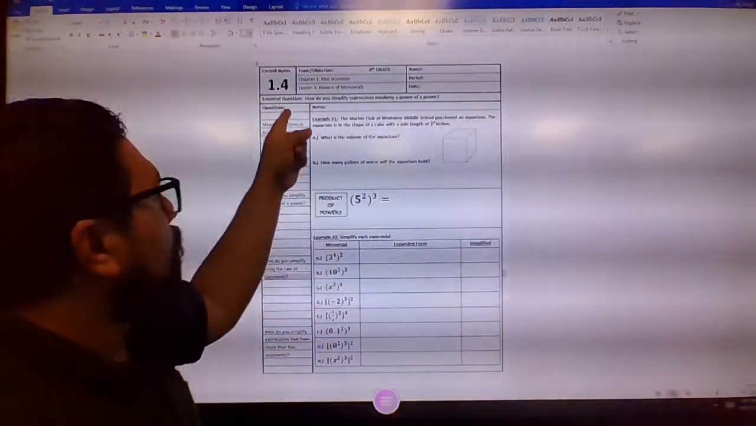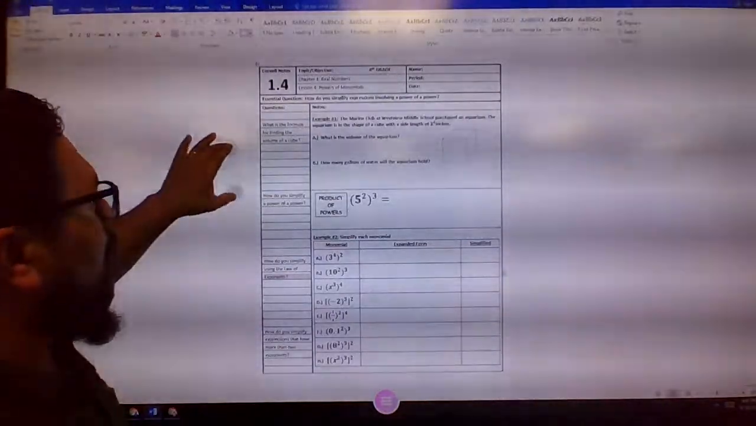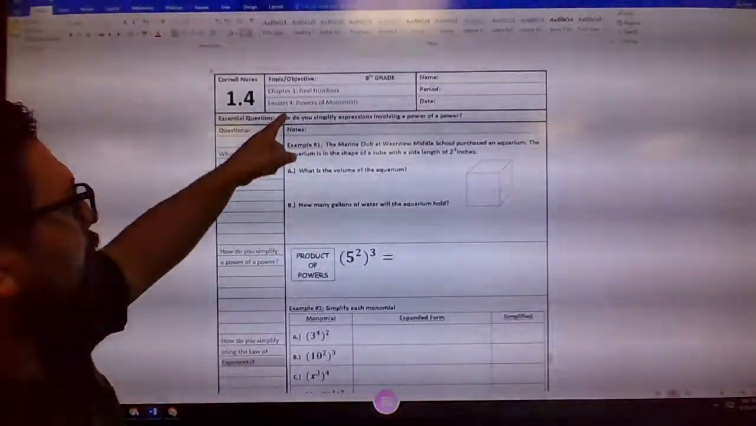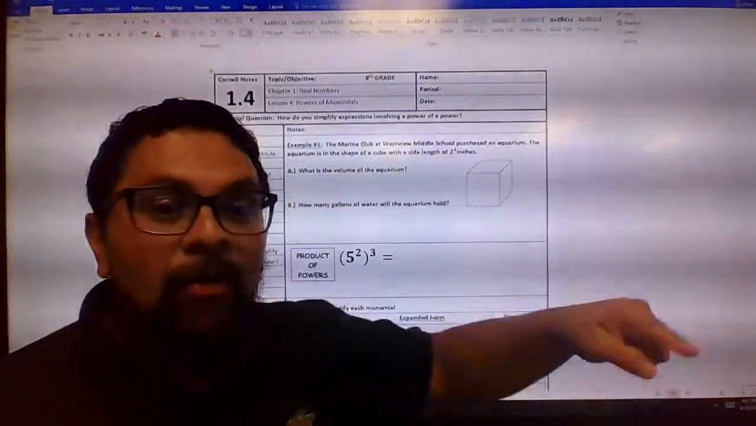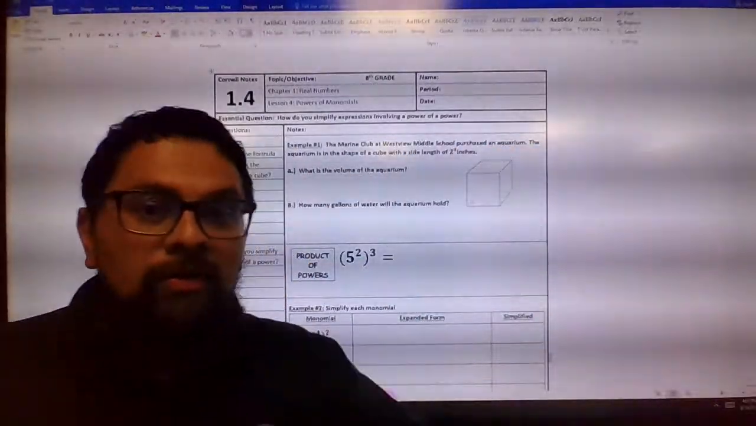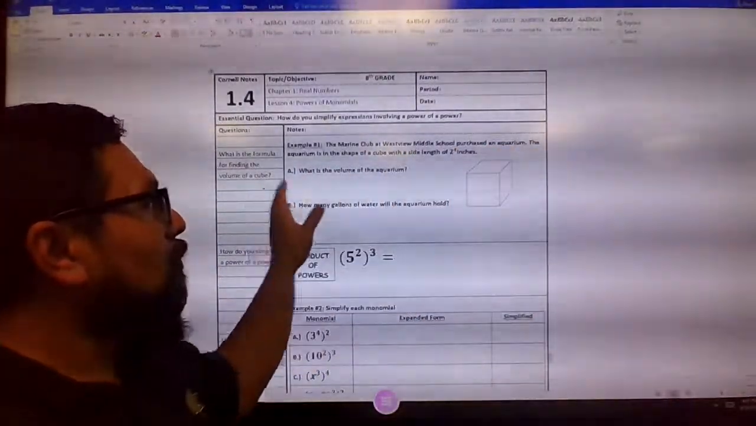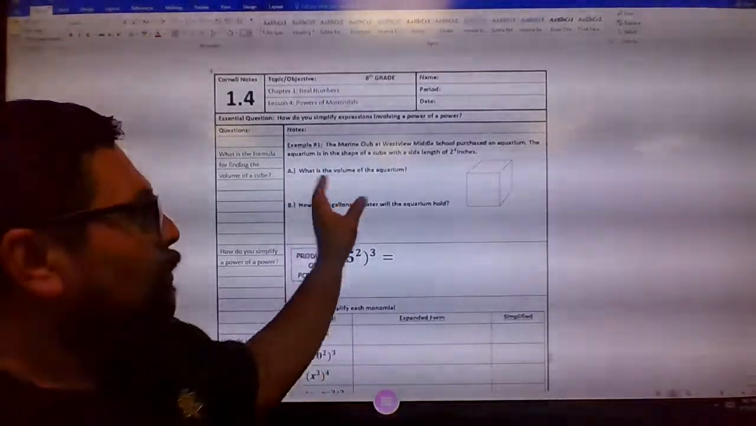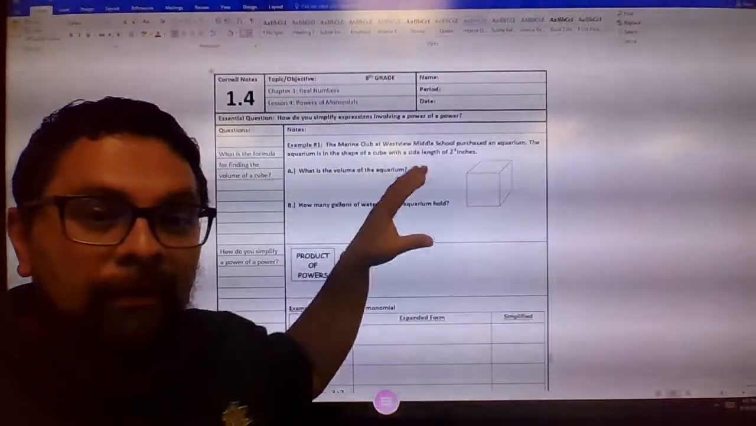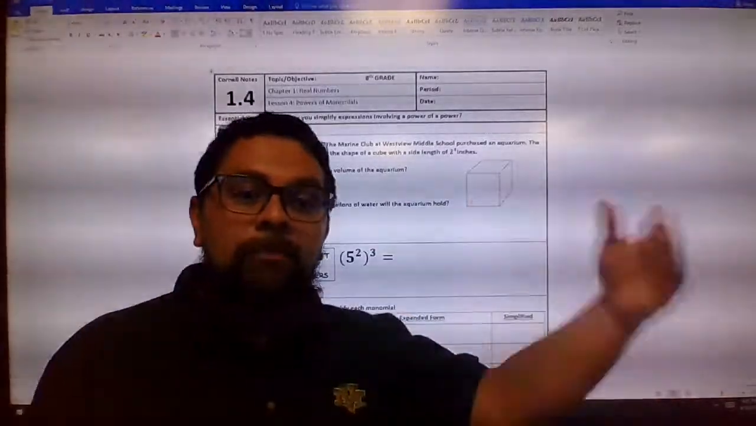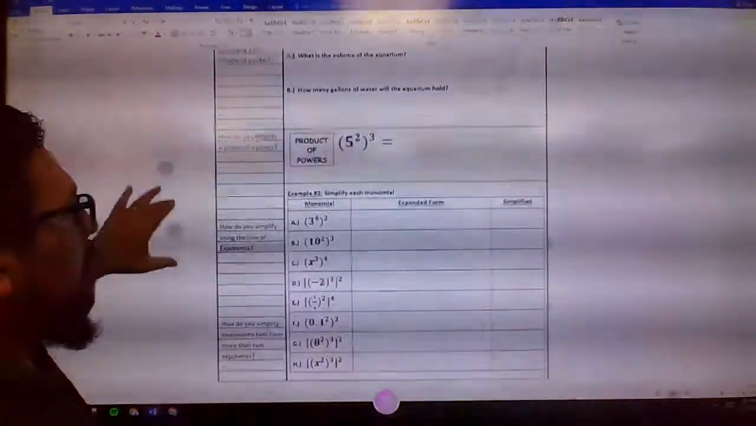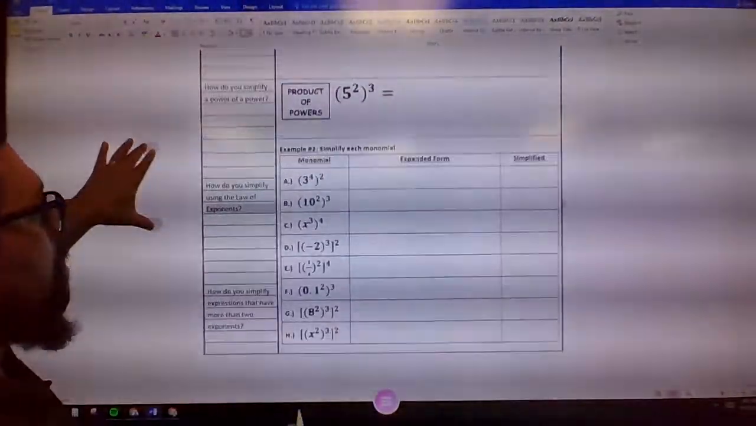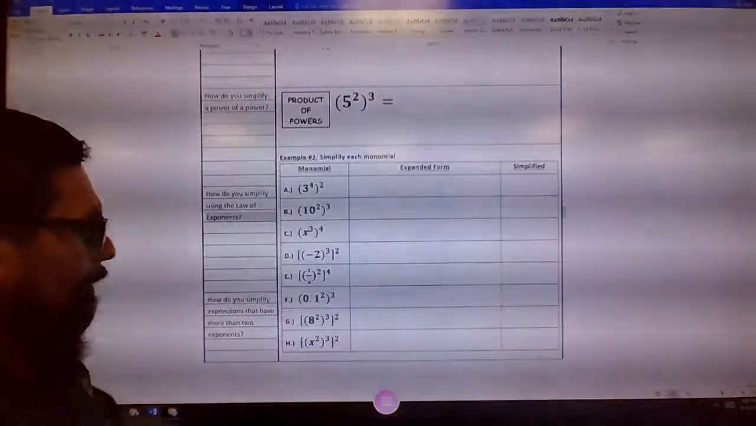We're continuing 1.4, the power of monomials. Our essential question was, how do you simplify expressions involving a power of a power? That's what we're going to do today. We did example number one, the aquarium. If you don't have that one, go ahead and view the previous video I did on this. Right now we're down here, and we're going to get to example number two today. We're going to complete this whole chart today. So let's go ahead and do it.